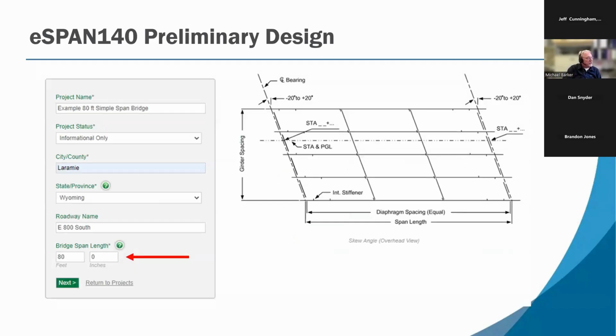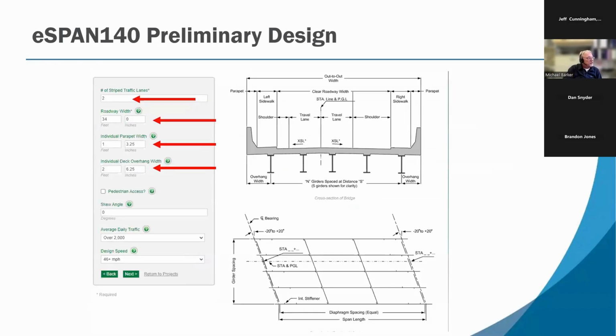The program's pretty easy. It's free and it's pretty easy to use. You register and you get it. And here we're putting in the bridge span, 80 foot. 2 lanes, 34-foot roadway width. That's what we like. We like those parapets at 15¼ inches. And we like an overhang of about 2.5 feet.